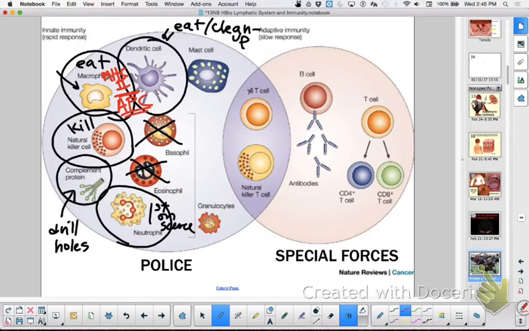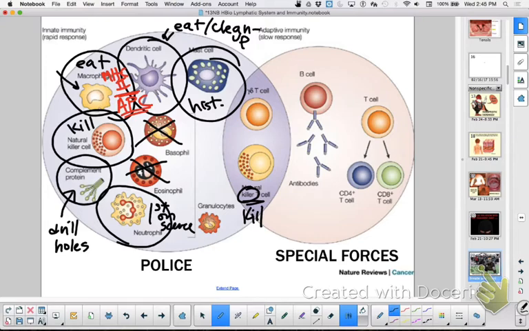Now, mast cells, what do they do? They secrete histamine. And histamines will make your blood vessels dilate, makes it easier for other cells to get there. Now you'll notice natural killer cells are kind of on either side here. Again, the idea here is that they kill.